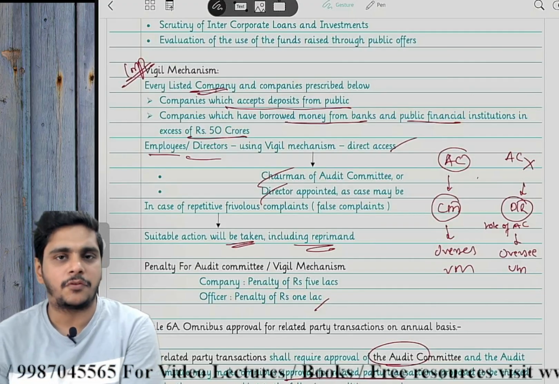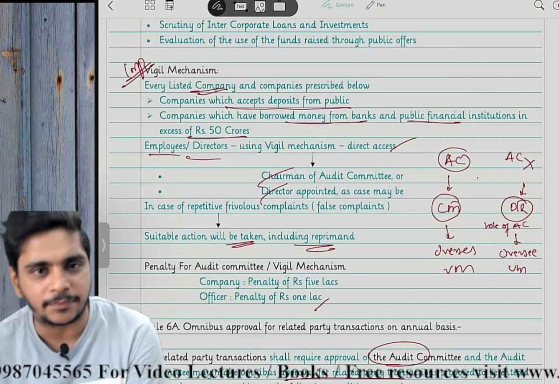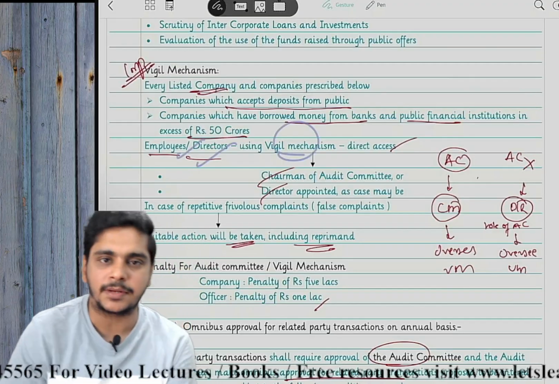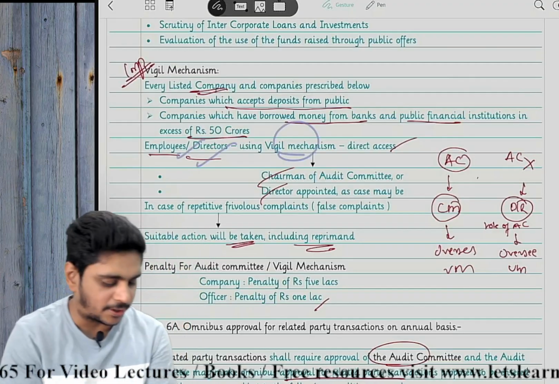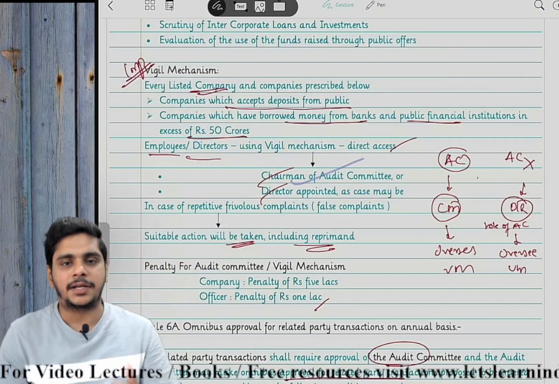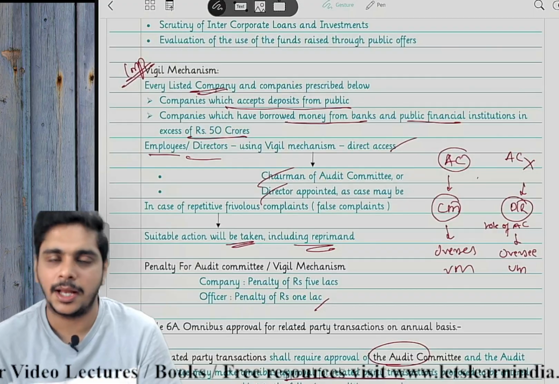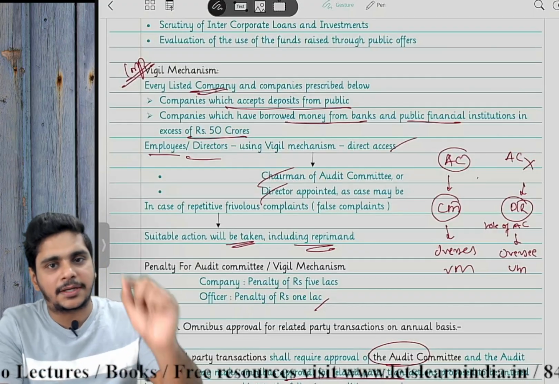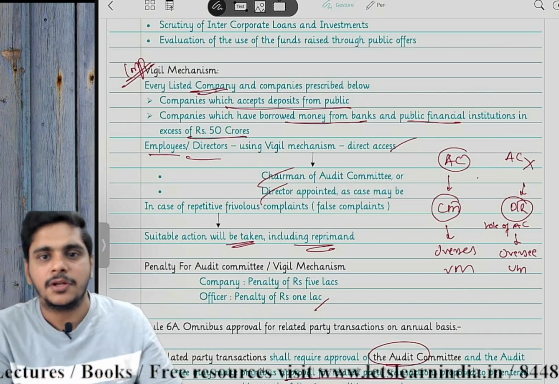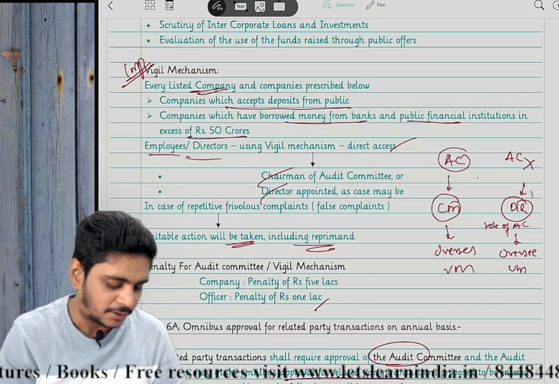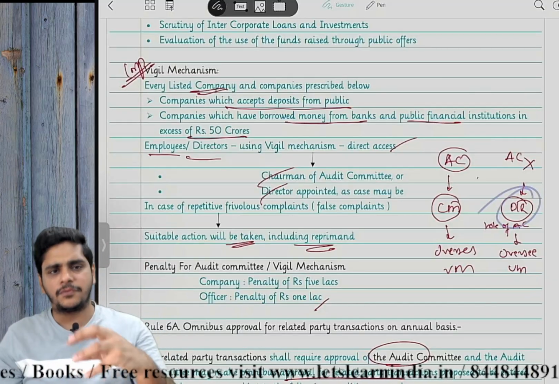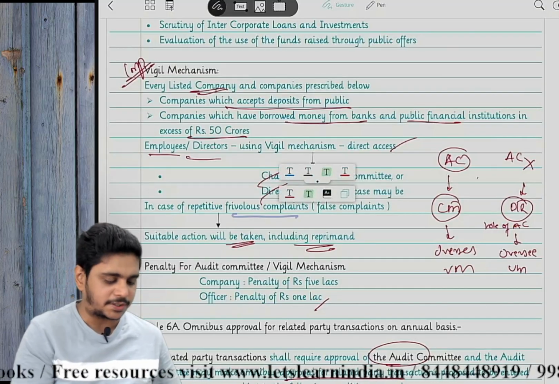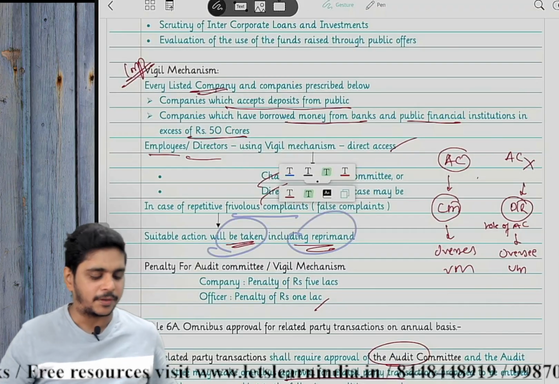What do they have to form? They have to form a vigil mechanism, consisting of employees and directors who will be using it. They will have direct access to the chairman of audit committee or director appointed, as the case may be. So in case audit committee is applicable, they will have direct access to the chairman of the audit committee. If there is none, then a director who is appointed to oversee the vigil mechanism. In case of repeated frivolous complaint, that is false complaint, serious action will be taken, including reprimand.